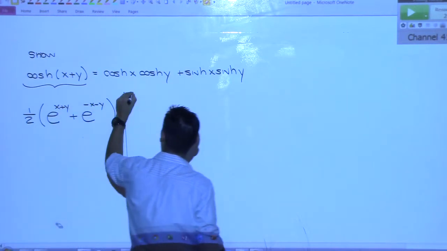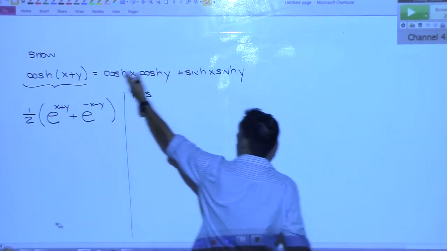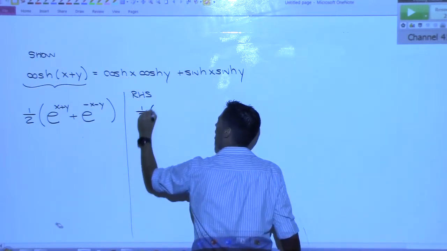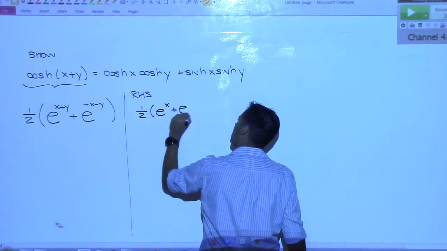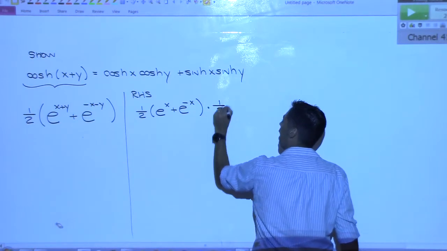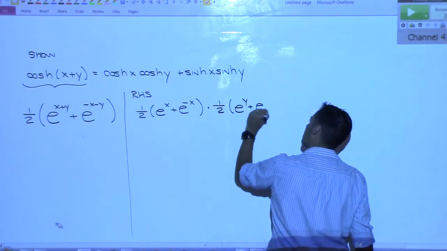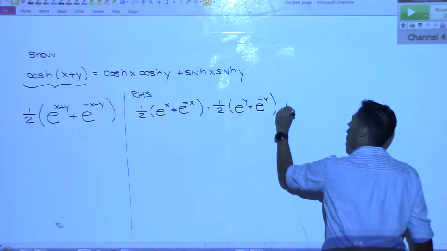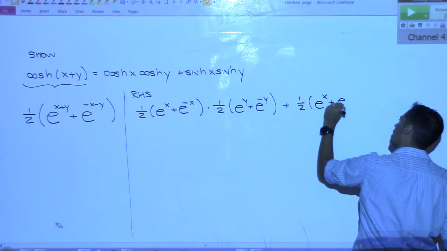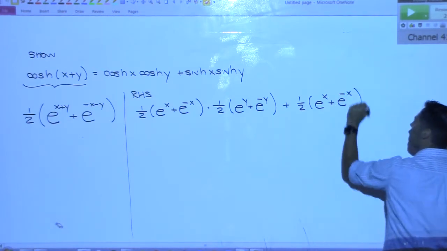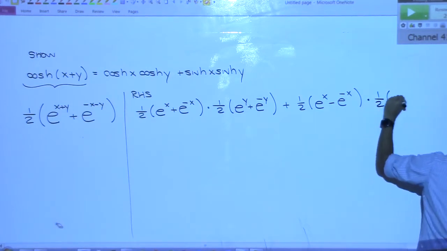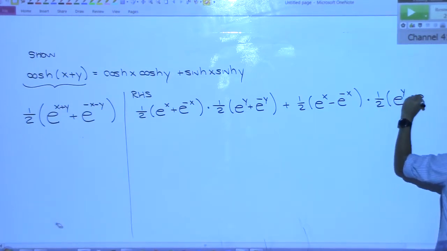So now, starting with the right-hand side, I'm going to write out all of these. Cosine hyperbolic of x is 1/2 (e to the x plus e to the negative x) times cosine hyperbolic y, 1/2 (e to the y plus e to the negative y), plus sine hyperbolic x, 1/2 (e to the x, no, I messed that up. That's a minus. e to the x minus e to the negative x), times sine hyperbolic y, (e to the y minus e to the negative y).